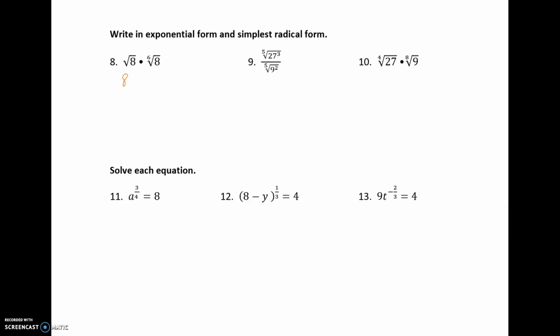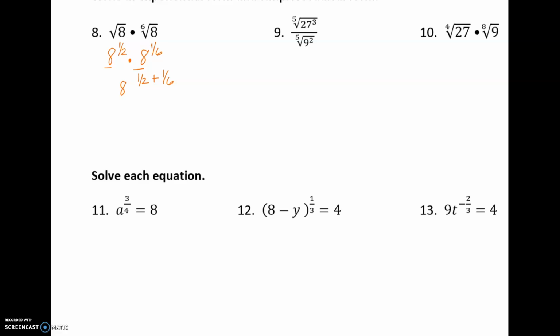So this becomes 8. There's no exponent there, which means it's a 1. There's no root there, that means it's squared. Times 8, there's no exponent, it's a 1. And the root is 6. Now I have the same base. We use the rules for multiplying exponents with the same base, which means you keep the base and you add the exponent. So I'm adding two fractions, 1/2 plus 1/6, but I cannot add them that way because I don't have a like denominator. I'm going to have to multiply 1/2 by 3 over 3, and I get 8 to the 3/6 plus 1/6.